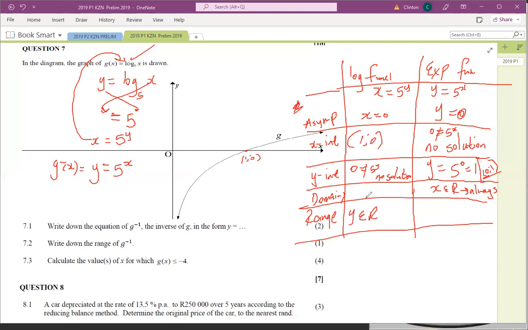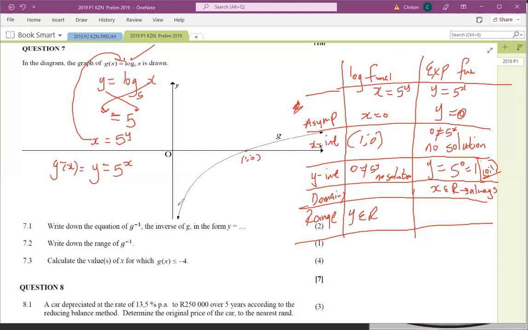Now we're left with just doing the domain. I usually advise you to interpret it from the drawn sketch. If you don't have a sketch, just quickly sketch it for yourself. So domain and range, I'm always going to interpret them from a sketch. Perfect. So now let's see.